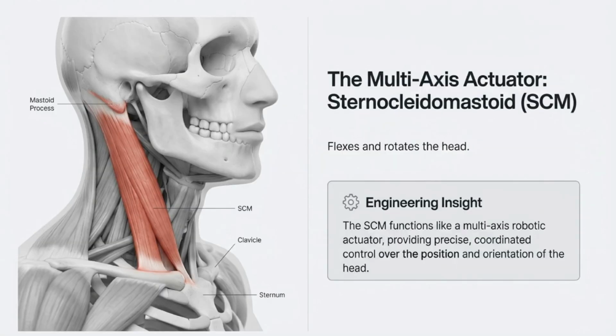Next, we examine the Sternocleidomastoid, or SCM, which acts as a multi-axis actuator. Biologically, this muscle is responsible for flexing and rotating the head. From an engineering perspective, the SCM functions like a robotic actuator, providing precise, coordinated control over both the position and orientation of the head relative to the torso.